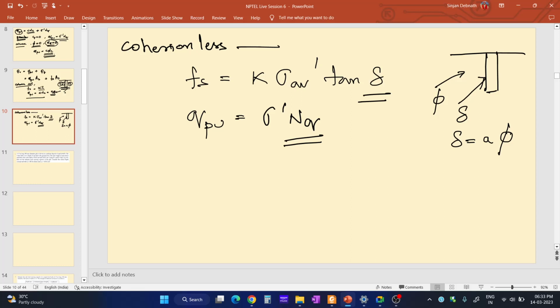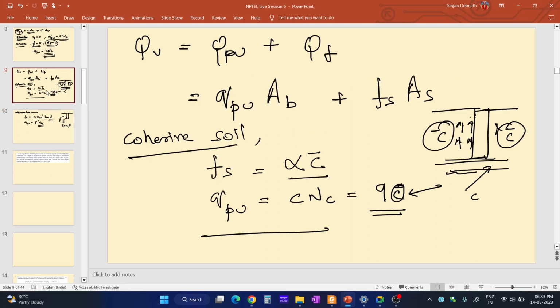So that nine, how it came, nine number. Oh, CNC is equal to 9C. Actually, this has come from an empirical equation. We must consider it equal to 9 for every case. For cohesive soil, this NC is equal to 9. We must use this to find the unit end bearing resistance.